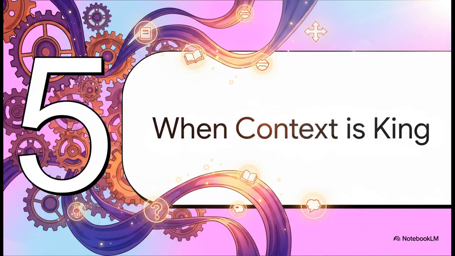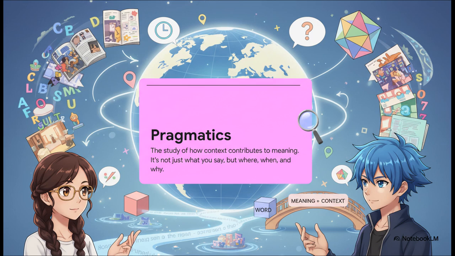Okay, so we've seen how words get built, piece by piece, like a machine. But here's the twist. Just knowing the parts of a word doesn't always tell you what it really means out in the wild. Because a word's structure is only half the story. The other half, well, that's all about context. And that brings us to this idea of pragmatics. Basically, it's the study of how context shapes meaning. It's the understanding that it's not just what you say, but where you say it, when you say it, and why you say it that gives a word its true power.